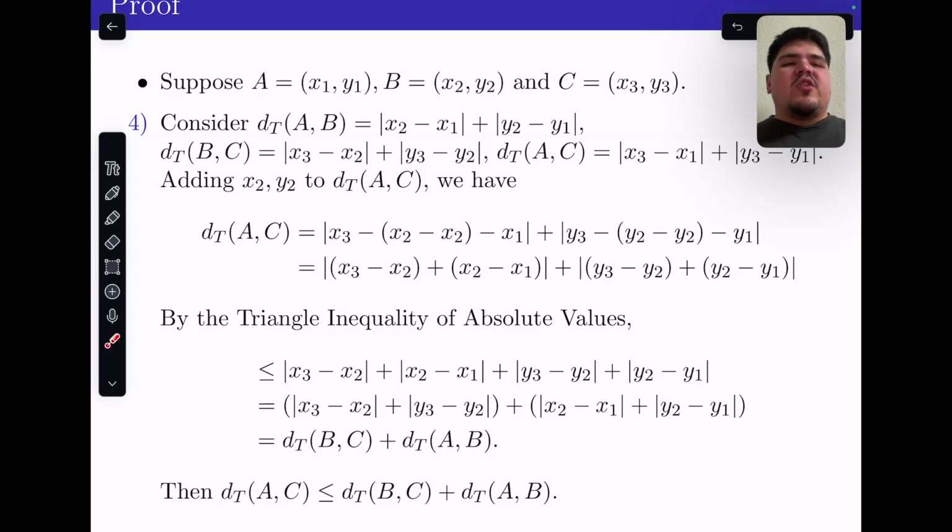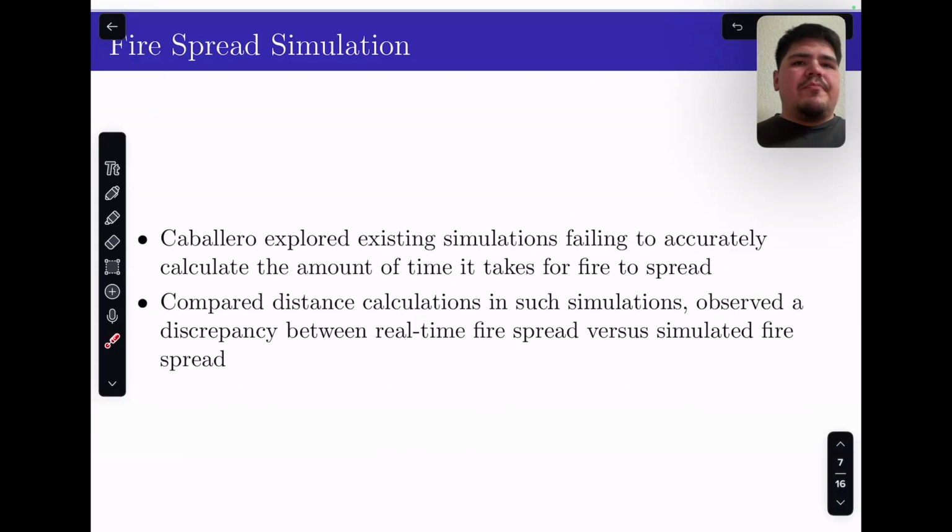Then you use a triangle inequality of absolute values and you reorganize a little bit. So in the end, you have the absolute value of x3 minus x2 plus the absolute value of y3 minus y2 plus the absolute value of x2 minus x1 plus the absolute value of y2 minus y1, which in the end gives you the distance between B and C plus the distance between A and B. So then you have the distance between A and C is smaller than or equal to the distance between B and C plus the distance between A and B.